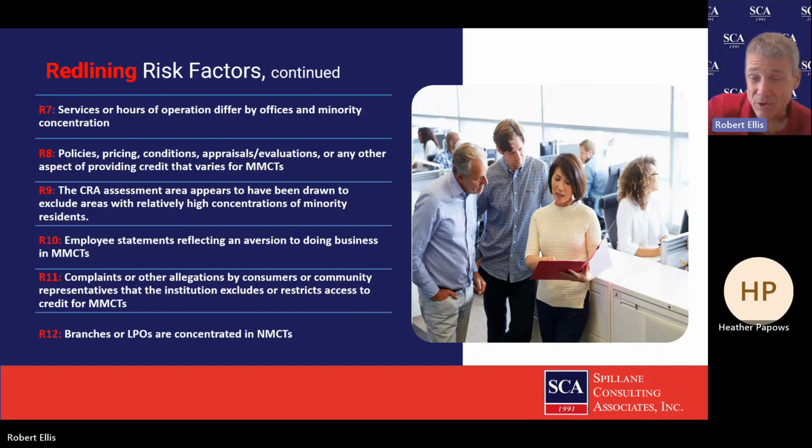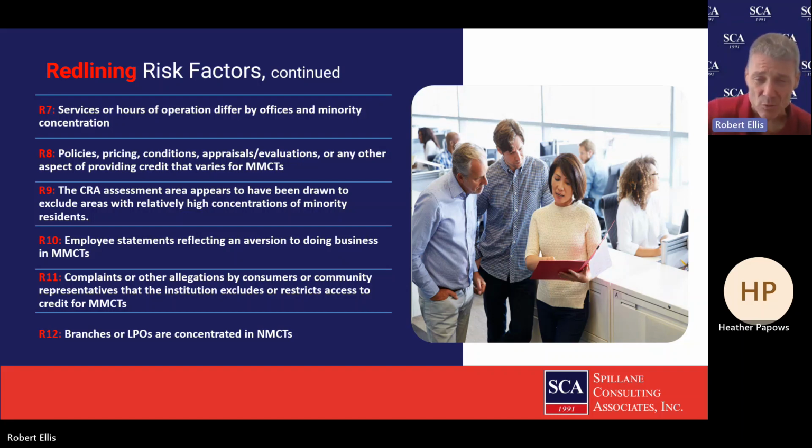R8 is straightforward and similar to R6. R9 is evaluation of the CRA assessment area. Typically, CRA assessment areas are drawn by looking at income levels, and that doesn't necessarily correlate to majority-minority census tracts. But examiners will look at the border of your assessment area and see what's just outside of the CRA assessment area. And if there are majority-minority census tracts that border the assessment area, then you've got fair lending risk.